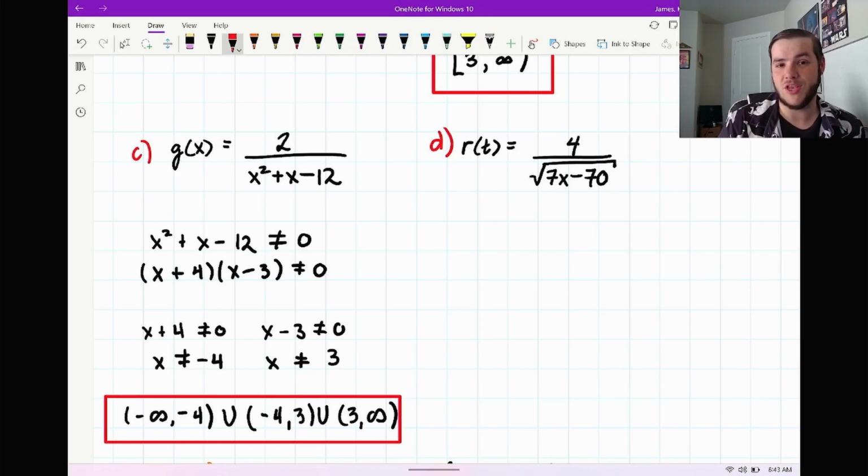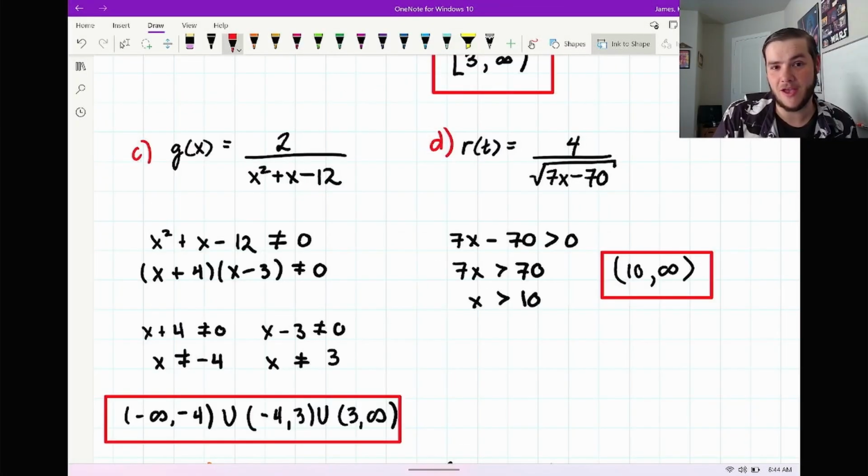Go ahead and pause the video here to see if you can do part D on your own. The answer that I found was 10 to infinity, not including either. I saw 2 things going on here. First of all, I have a radical, so I know the thing under the radical has to be greater than or equal to 0, but also that radical was in the denominator, so it can't be equal to 0.